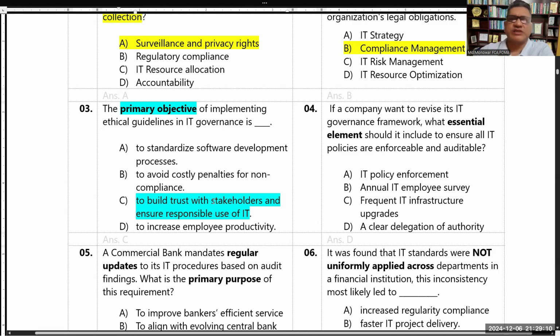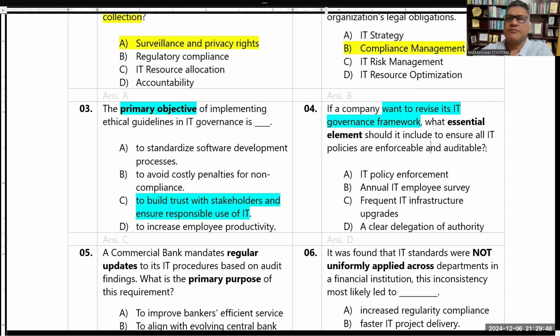If a company wants to revise its IT governance framework, what essential elements should it include to ensure all IT policies are enforceable and auditable? Here it is clearly said that a company wants to revise its IT governance framework. So what essential element should it include to ensure all IT policies are enforceable and auditable? It's a clear delegation of authority.